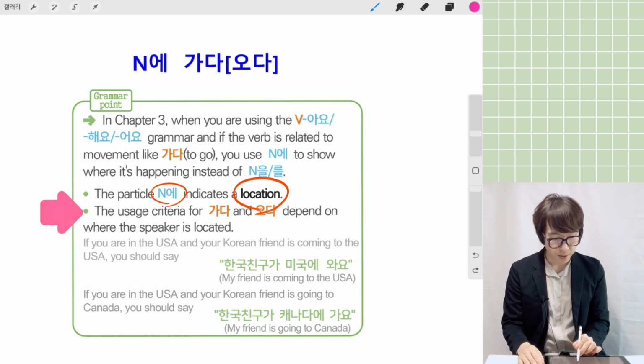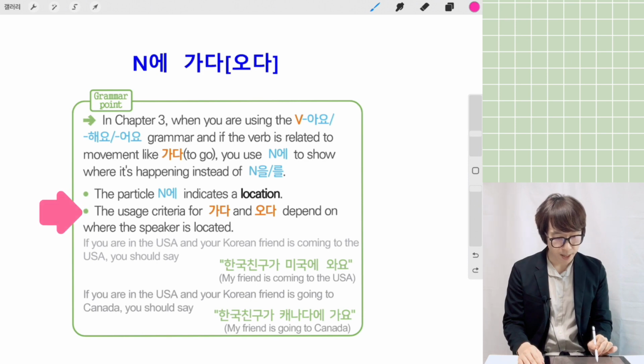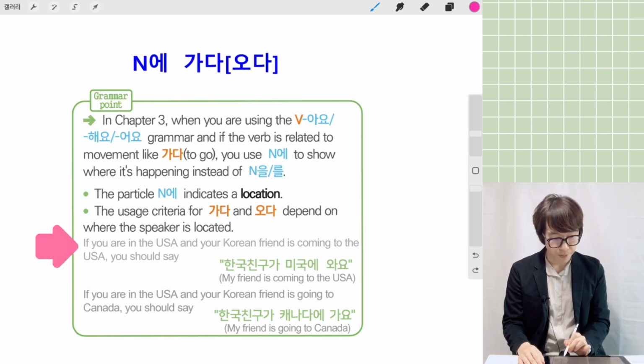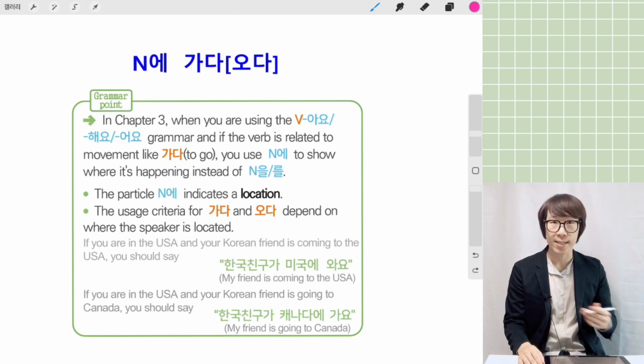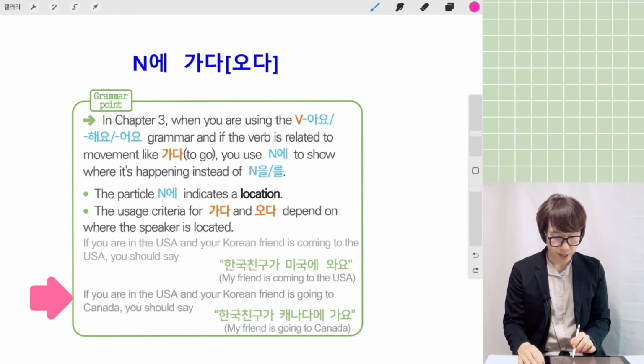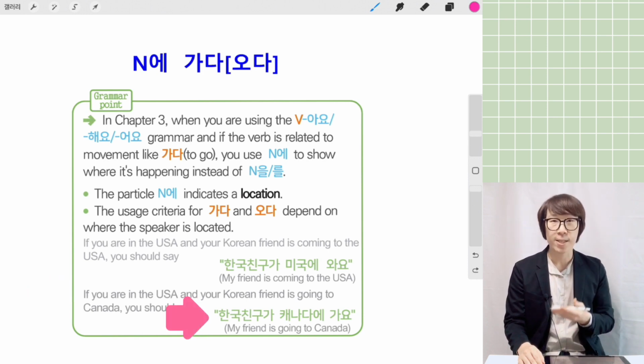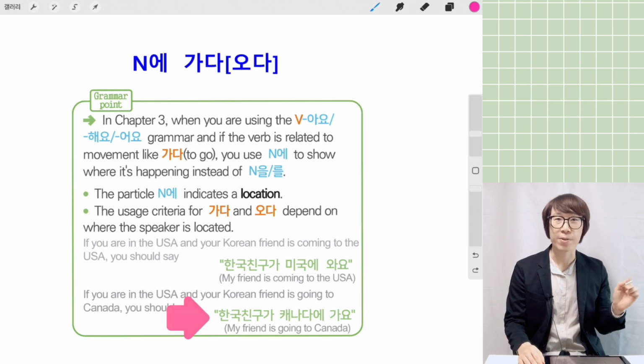The usage criteria for 가다 and 오다 depend on where the speaker is located. For example, if you are in the USA and your Korean friend is coming to the USA, you should say 한국 친구가 미국에 와요. So, my Korean friend is coming to the United States. And if you are in the USA and your Korean friend is going to Canada, you should say 한국 친구가 캐나다에 가요.